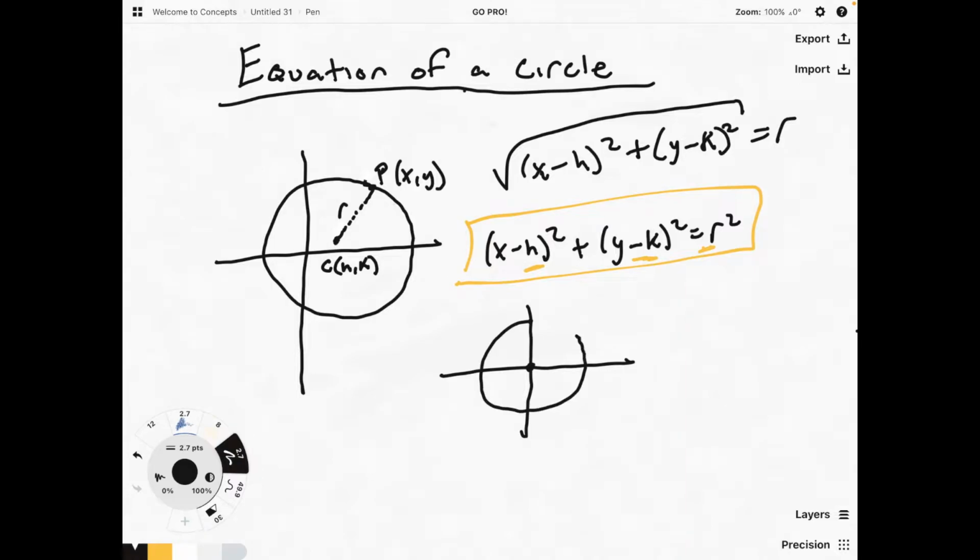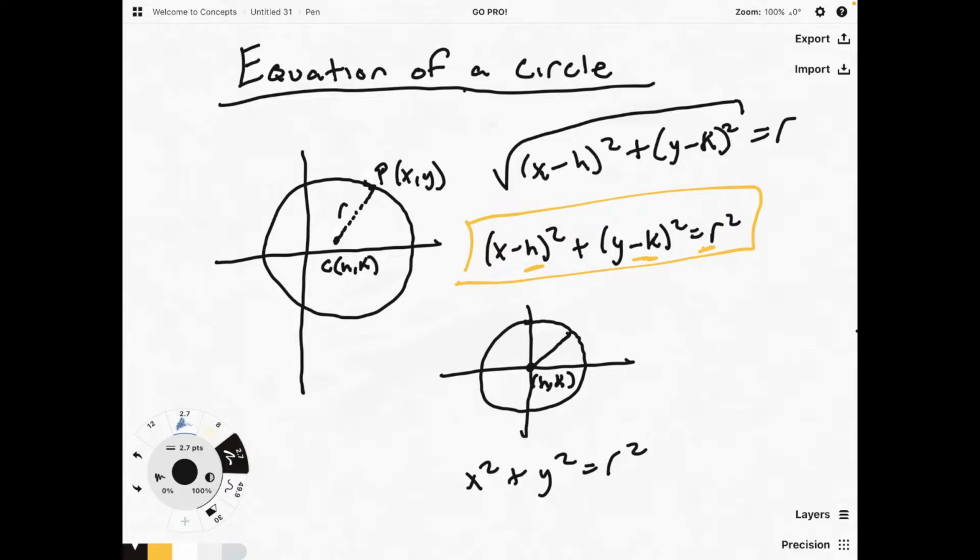If we had a circle that had a center point at the origin, and you'll have to excuse my circles, and we have a distance of r, then h and k would be 0. Therefore your equation would transform into x squared plus y squared equals r squared. And this is the equation for a circle with radius r with the center at the origin.